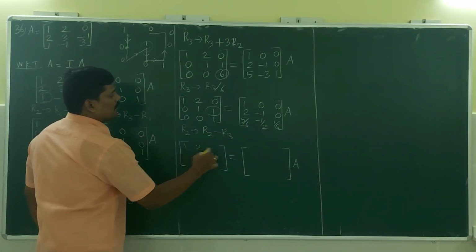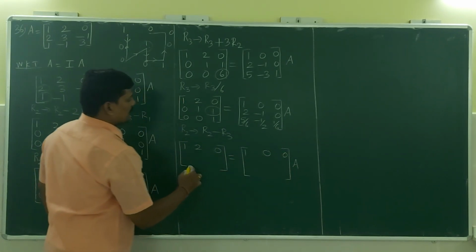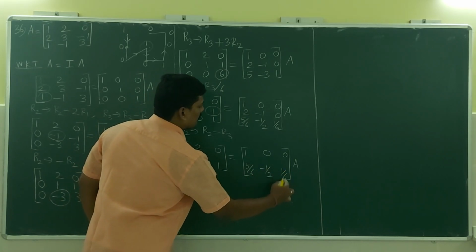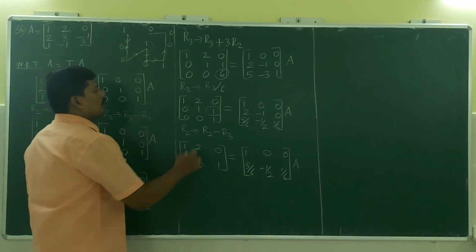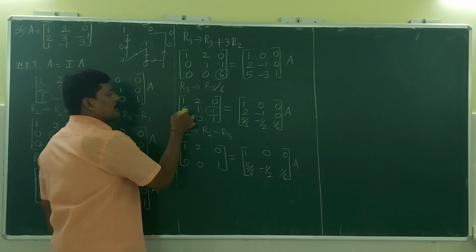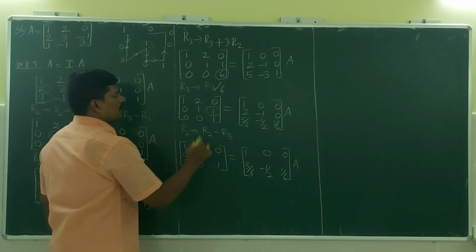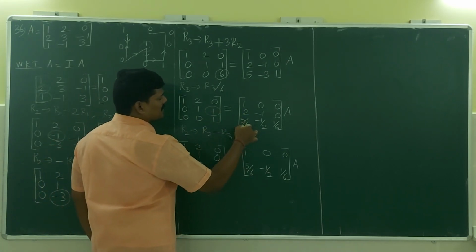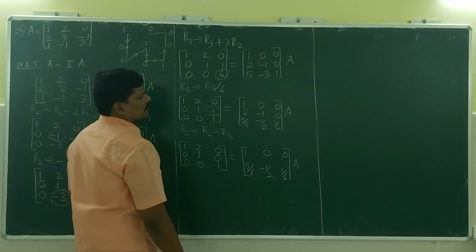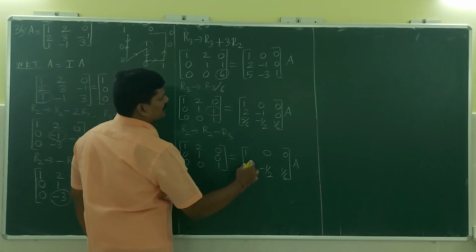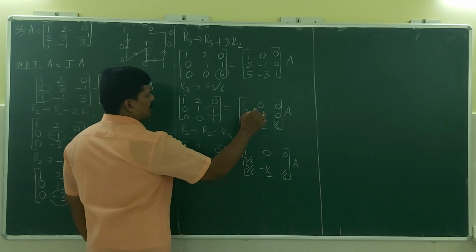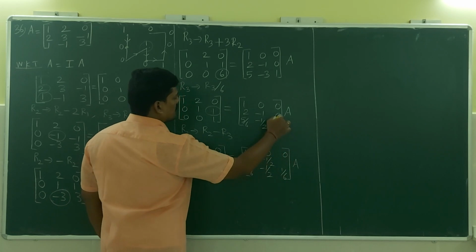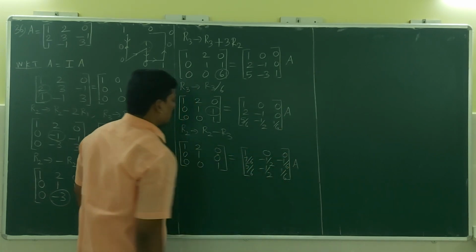So, write the first row and third row as this. Third row is 0, 0, 1. First one, third row is this. Minus 1 plus 1 by 2, which is minus 1 by 2. 0 minus 1 by 6 is minus 1 by 6.